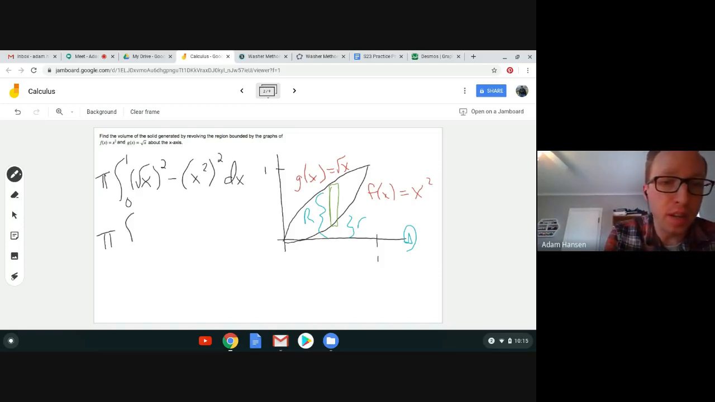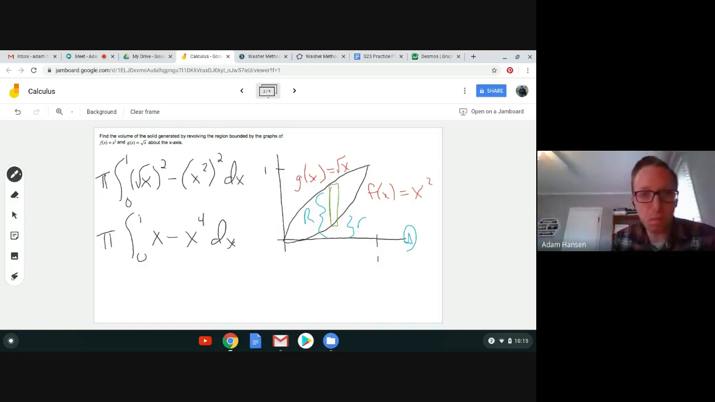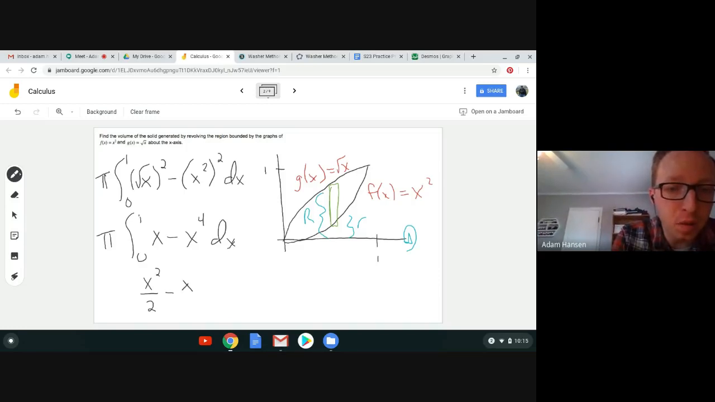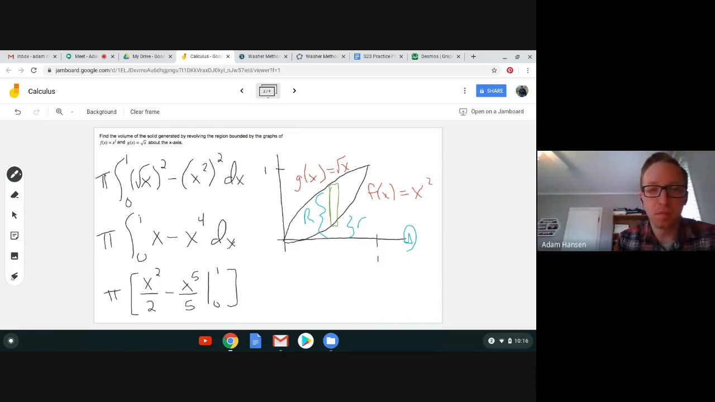Let's simplify before I find the antiderivative. The integral of x minus x to the fourth dx. The antiderivative would be x squared over 2 minus x to the fifth over 5, to evaluate between 0 and 1, and bring down the pi. Using the fundamental theorem, it's not necessary to plug in 0, so all we'll do is plug in 1.